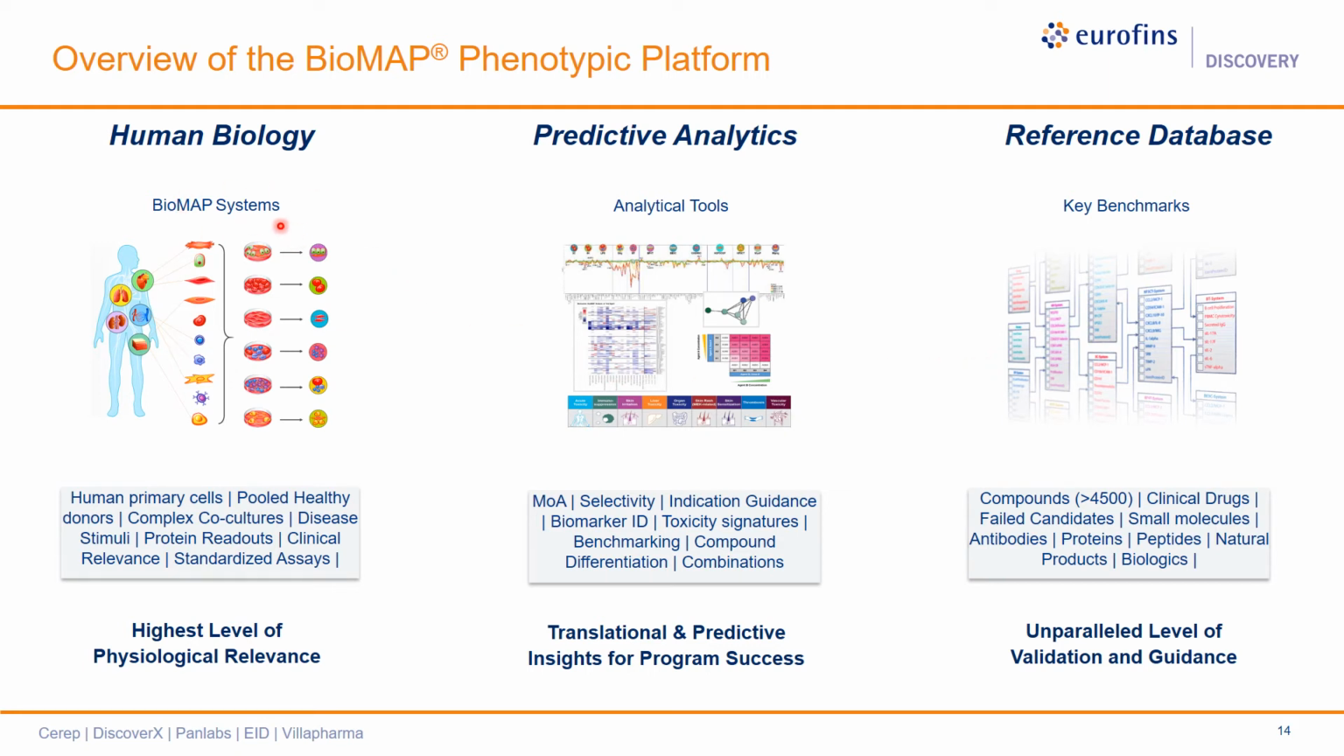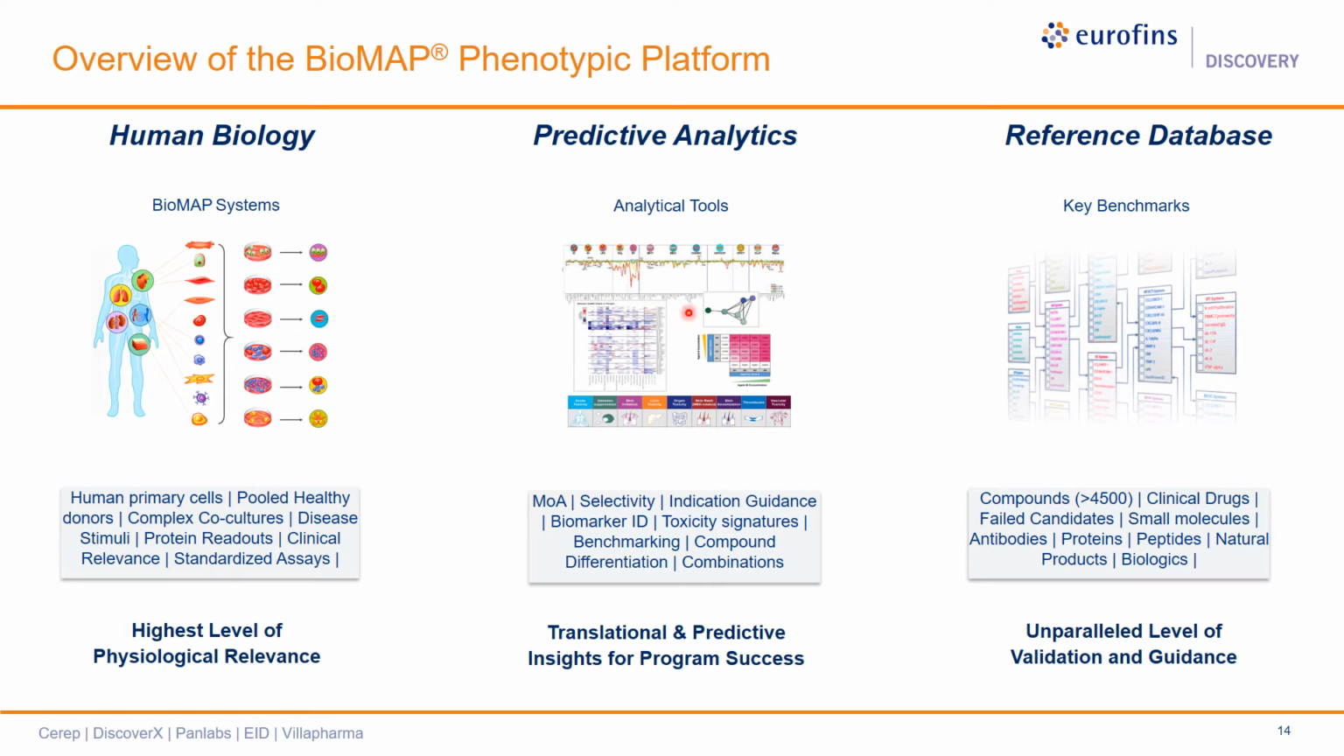BioMAP systems are standardized in vitro human disease models, comprised of primary cell types pooled from multiple healthy human donors, used at low passage to preserve high physiological relevance, and stimulated with disease-relevant factors such as cytokines or receptor ligands. These assay systems are used to measure levels of clinically relevant protein biomarkers following treatment with compounds or controls.